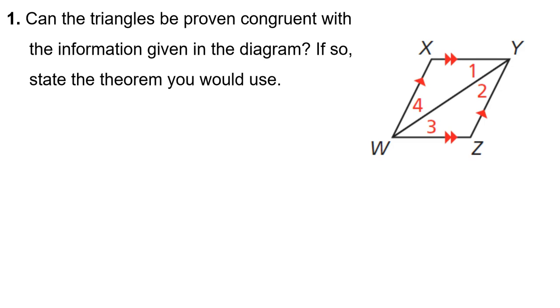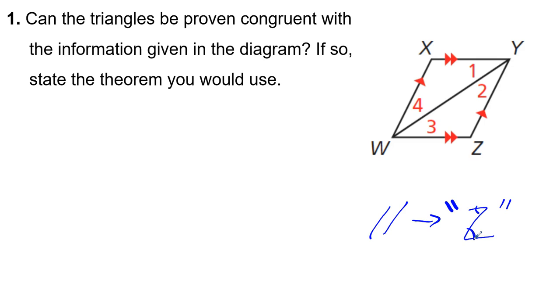This says, can these two triangles be proven congruent with the information given in the diagram? And if so, which theorem would you use? So now we've got a little different information. You'll notice you have the arrows. So we know when we have the arrows that we have parallel lines. And we know when we have parallel lines, we look for what pattern? We look for the Z pattern to see if we have those alternate interior angles that would be congruent.